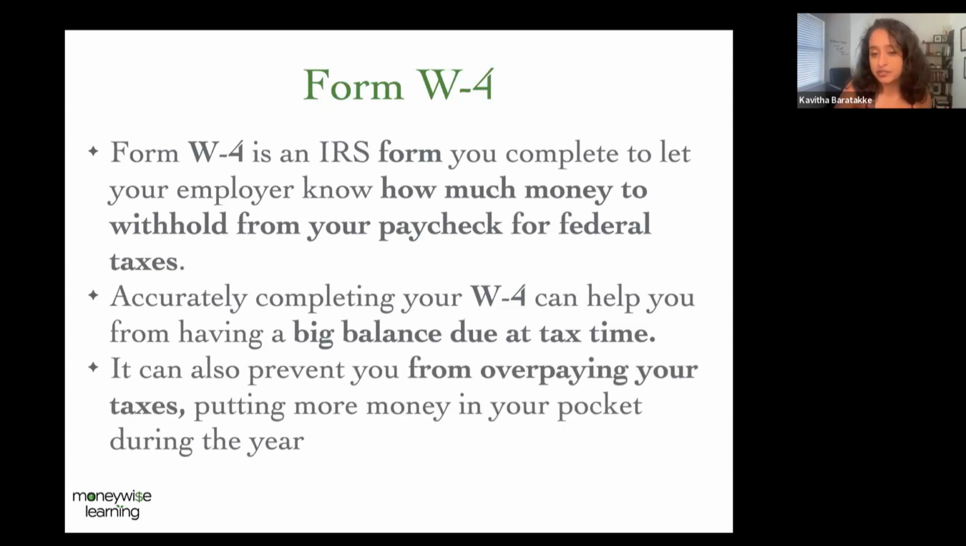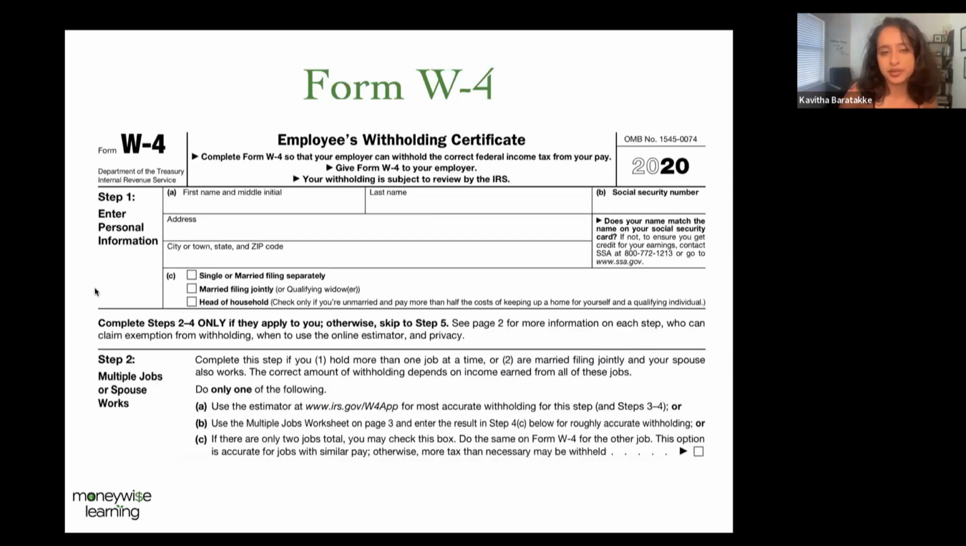It can also prevent you from overpaying taxes, which means you're putting more money in your pocket instead of giving it to the IRS. Although you might get it back the next year, you don't want to overpay. So you don't want to underpay and you don't want to overpay. You want to pay around what you need to pay. The W-4 is where you tell the employer, so this is called the employee's withholding certificate.